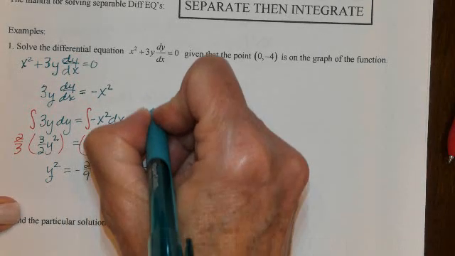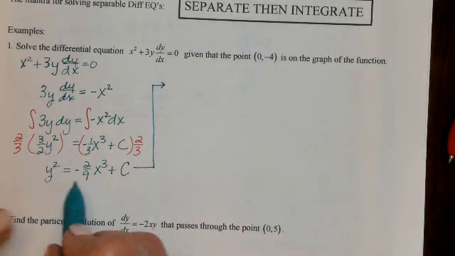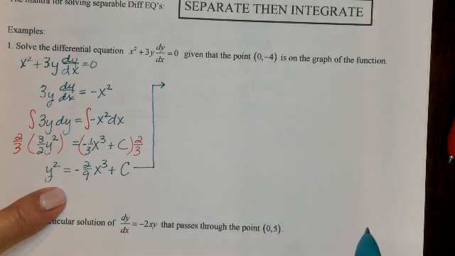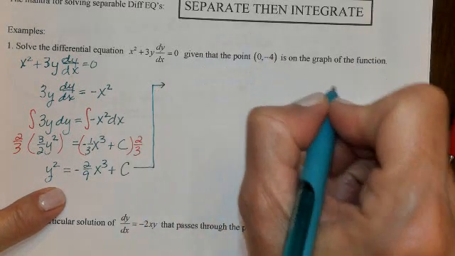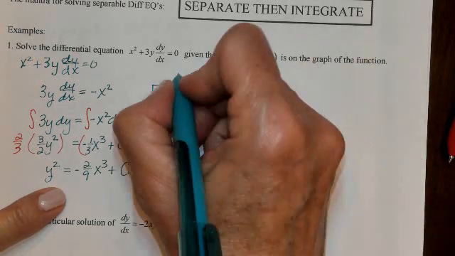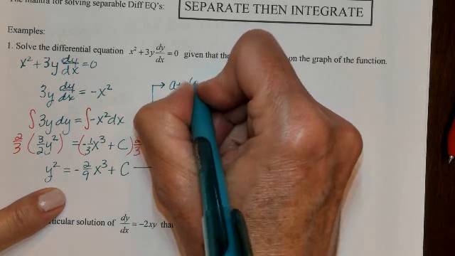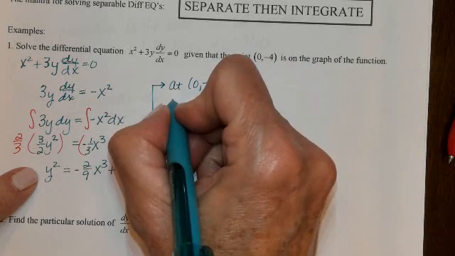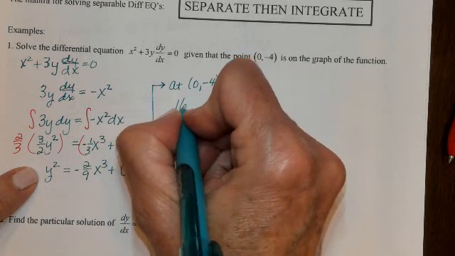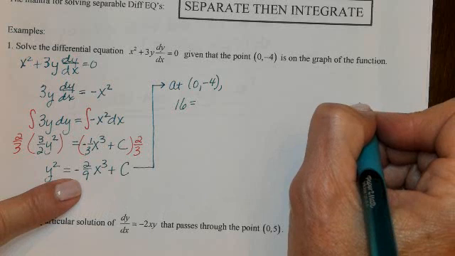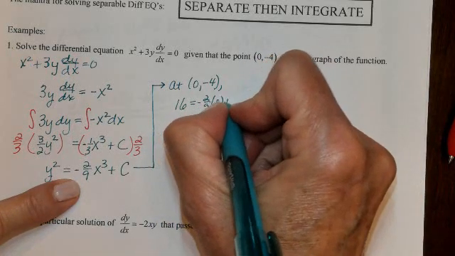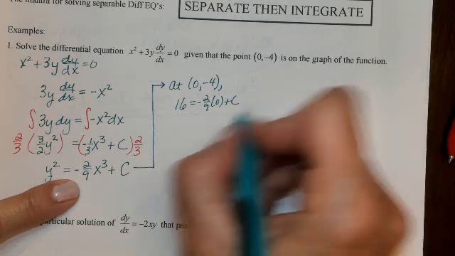All right. At this point, I'm going to choose to go ahead and plug in my point. So I'm plugging in the point. I need to communicate what I'm doing. So I'm going to say at (0, -4), I have -4 squared is equal to -2/9 times 0 plus c. So what is c? Well, c is 16.